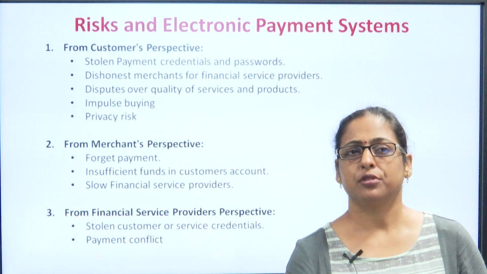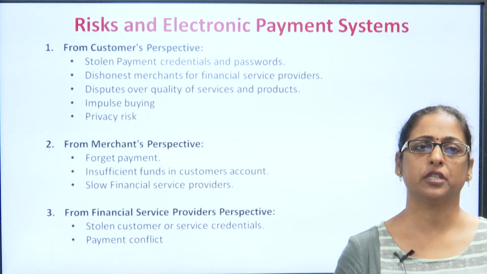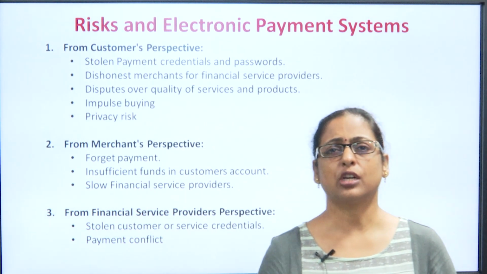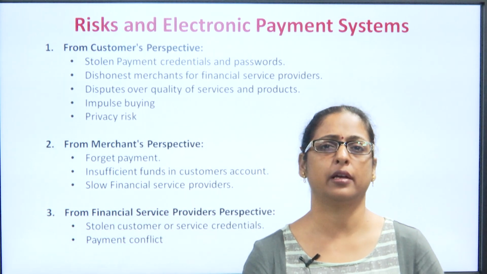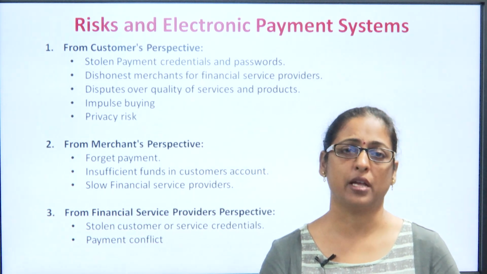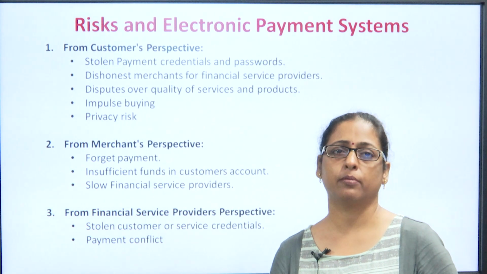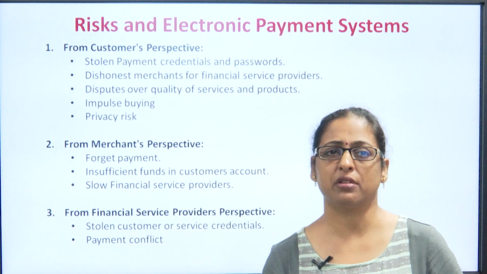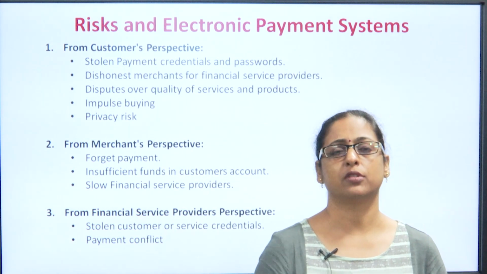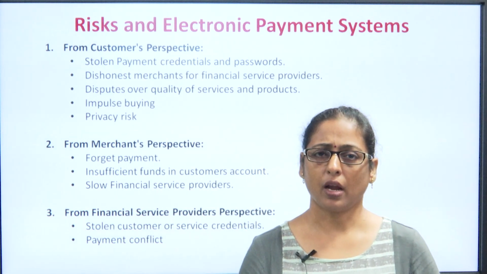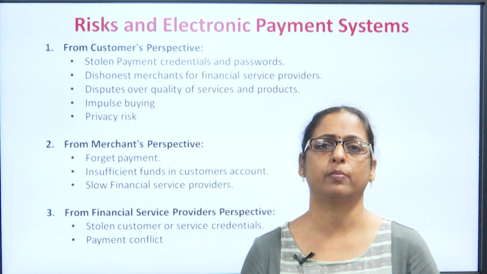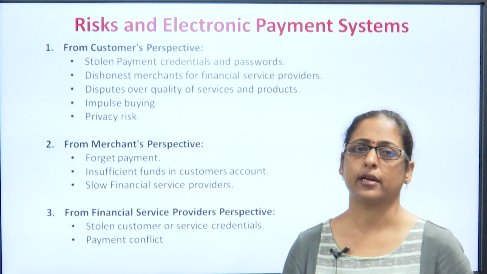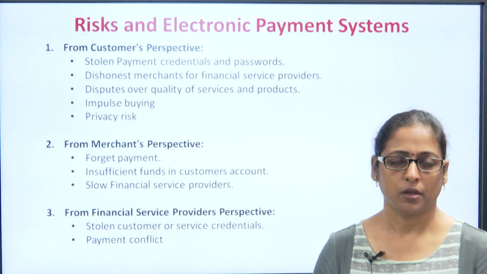From the merchant's perspective, there are various kinds of risk, which include forged payment. That means there are chances that the customer has done a transaction, but has not done it properly, and so the transfer of money has not happened, or there are insufficient funds in the customer's account. As a result, the delivery has happened, but the amount has not been received. Then there is the slow financial service provider. There are times that at the time of payment the gateway system stops, or because of problems related to internet connectivity, the transaction does not get completed, and so the merchant may face problems.